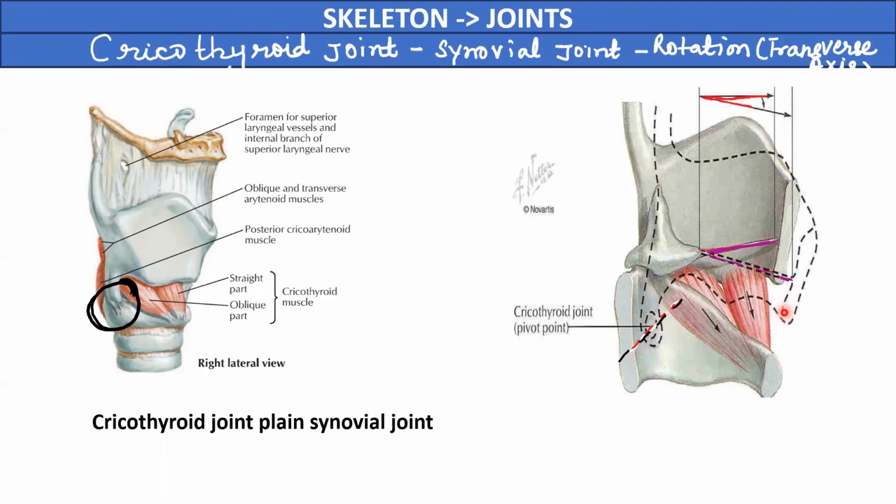And this movement of the thyroid cartilage towards the cricoid cartilage is actually to increase the tension in the vocal cord, as we see in this part of the diagram, where we can see in purple color the actual length of the vocal cord, and after movement of the cricothyroid joint, we can see this dotted diagram of the vocal cord, which has actually increased in length, and that has increased the tension in the vocal cords. So the cricothyroid joint, which is a plain synovial joint, can rotate around a transverse axis and can increase the tension in the vocal cord.